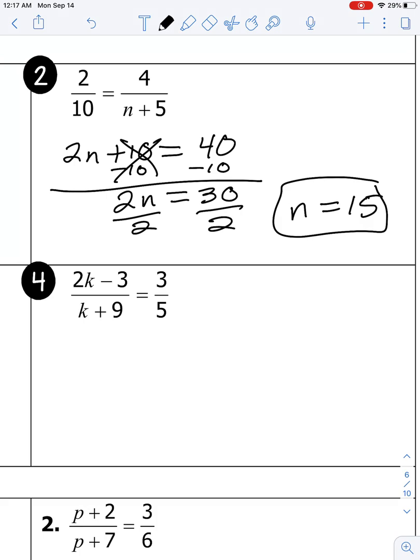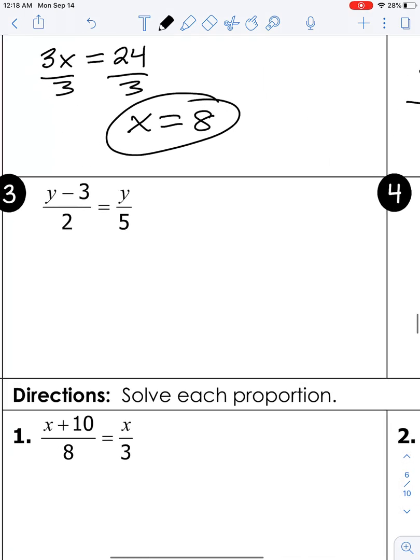Now, if you wanted to actually check the answer, you can plug it in right there, and it should make sense. 2 over 10 reduced is 1/5. Well, 15 plus 5 is 20. 4 over 20 reduced is 1/5. So 1/5 would equal 1/5. So obviously, we have the right answer. And that's how you would check your answer if you weren't really sure if you did it right or not.